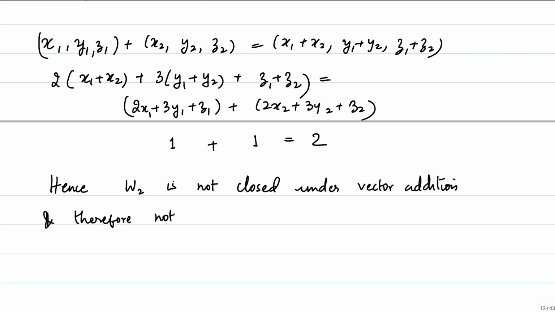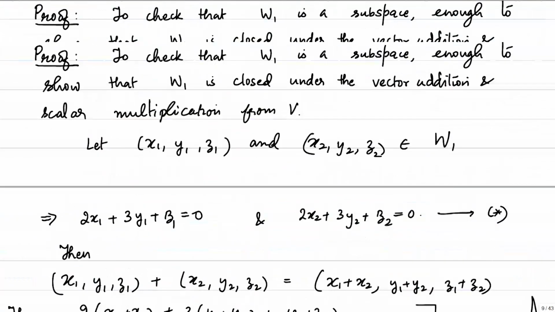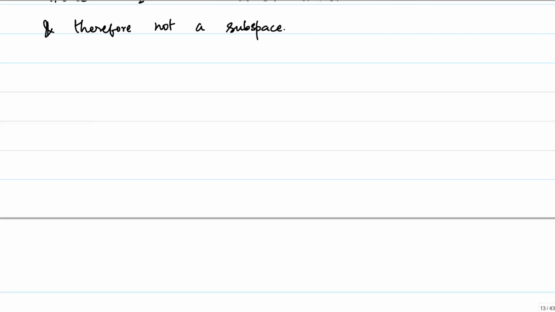If you had taken scalar multiplication and checked, even that wouldn't have landed up here. It will give you something like c times 1, right? And therefore not a subspace. So even if one of the two conditions is not satisfied, it will not be a subspace. Alright, so we have completed problem 2. Okay, so the next problem.